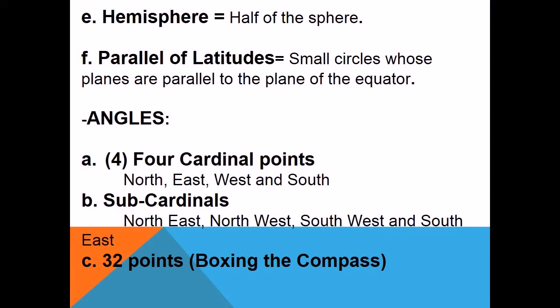E. Hemisphere, half of the sphere. F. Parallel of latitude, small circles whose planes are parallel to the plane of the equator. Angles. A. Four cardinal points: north, east, west and south. B. Subcardinals: northeast, northwest, southwest and southeast. C. 32 points, boxing the compass.